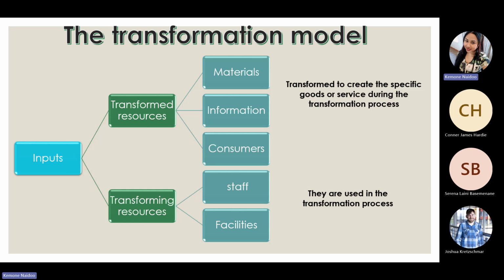Then we have transforming resources and they are used in the transformation process. So, for example, we need our staff, we need people, we need employees to help facilitate the process. And then, of course, we need the physical facility and our machinery and our equipment, all of the things that help make this transformation process possible. Okay, so remember, we have both people and machinery and we intertwine those, and that is how we can make a very efficient operations design. Okay, so this is our transformation model in terms of inputs.